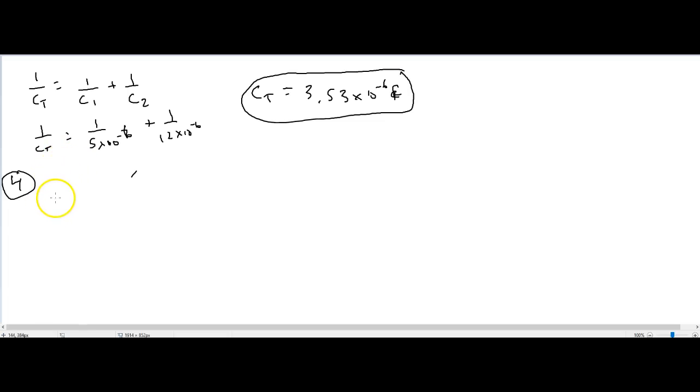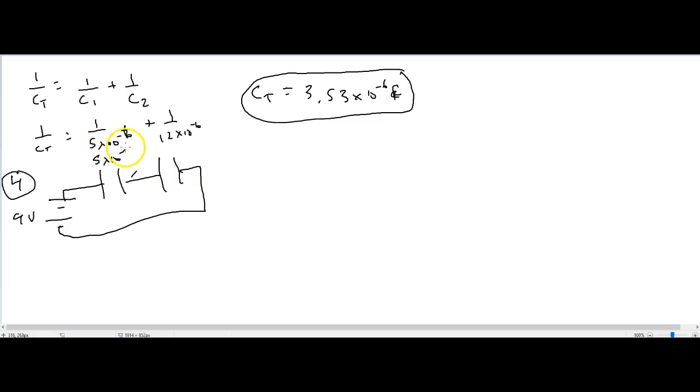All right. So I now have a 9-volt battery attached to it. I've got a capacitor, I've got another capacitor, and then I'm bringing it home. This is a 5 microfarads, and this is a 12 microfarads. So what do I know is true? This is an interesting situation. I know it's going to store a certain amount of charge based on the total capacitance. We can absolutely do that.